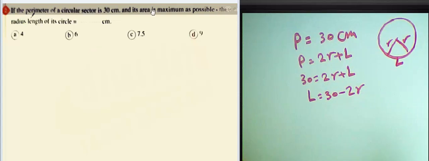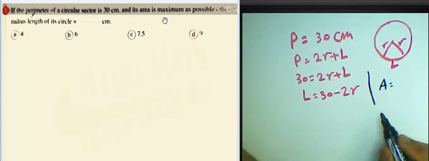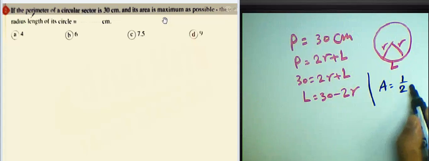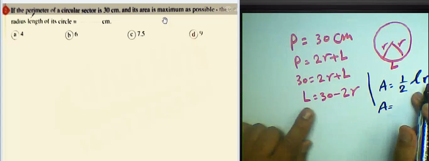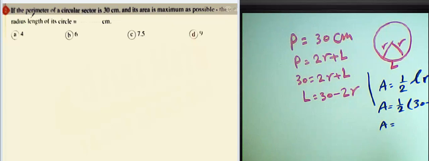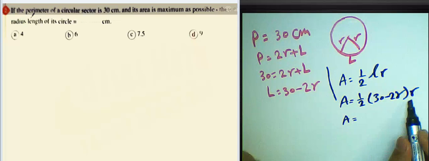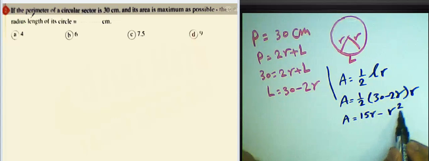What do you want to find? Its maximum area. You know the area of the circular sector equals half r l, half l multiplied by r. Then we can put the length of the arc equal to 30 subtract 2r. You can write half multiplied by 30 subtract 2r, multiplied by r, and then you can find the derivative of this function. But first we can simplify this expression. R times 30 times half equals 15r. Half times 2r times r equals r. R times r equals r squared.